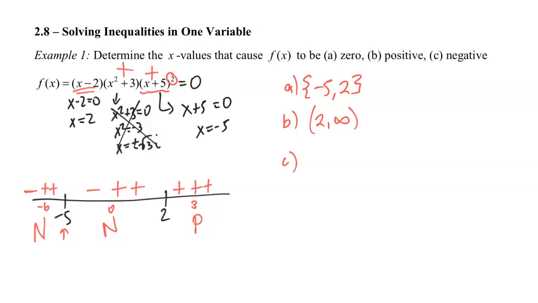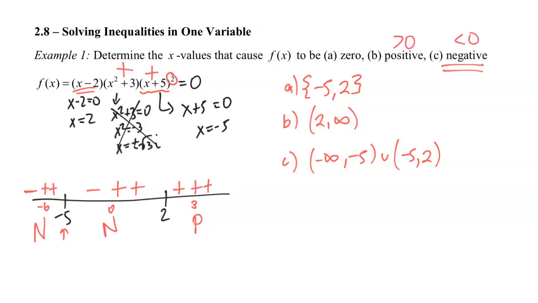And then finally, negative is going to be from negative infinity. I'm going to stop at negative 5 and not include it, because negative 5 is a number that makes the function equal to 0, not negative, so you've got to be careful there not to include negative 5. Then I'm going to go from negative 5 until not including 2. And I don't include 2 for the same reason, because all we're looking for here is negative, not 0. So, for example, that would be an inequality sign that looked like that, less than 0.